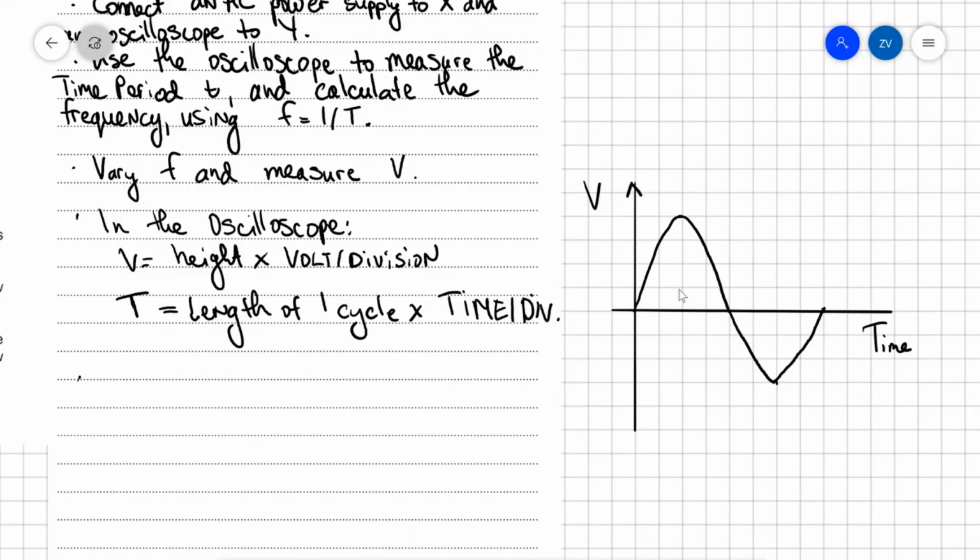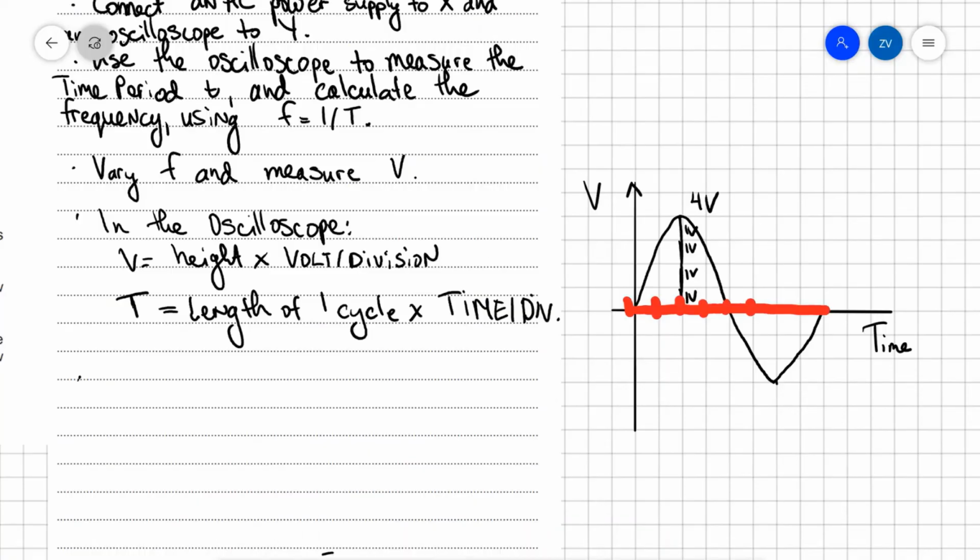For instance, if one square was, let's say, 1 volt, the height of this wave would be 1, 2, 3, 4 volts. That is if one square was 1 volt. So this would be 1 volt, this would be 1 volt, this would be 1 volt. So depending on the setting, we'll need to multiply the actual height of the wave by the amount of volts per each division, and exactly the same, we're going to be measuring the length of one time period. Let's use maybe red for this one. We're going to measure the length of one time period, and we're going to multiply this by the amount of seconds or milliseconds or microseconds per one time division.